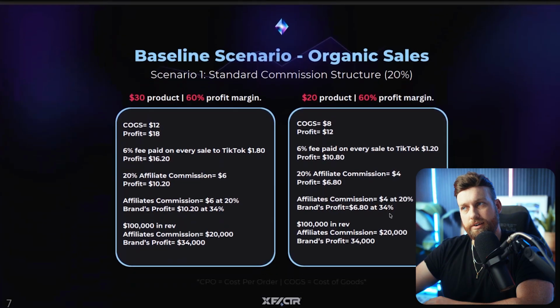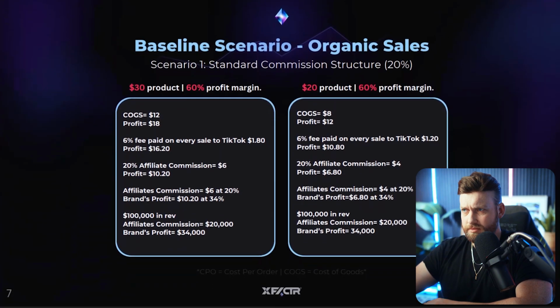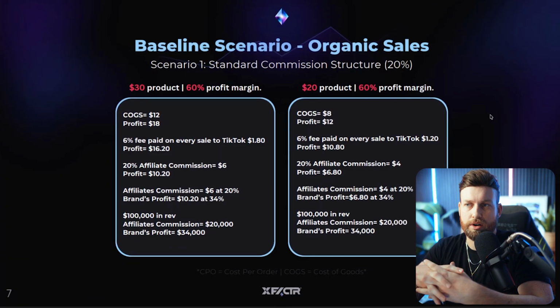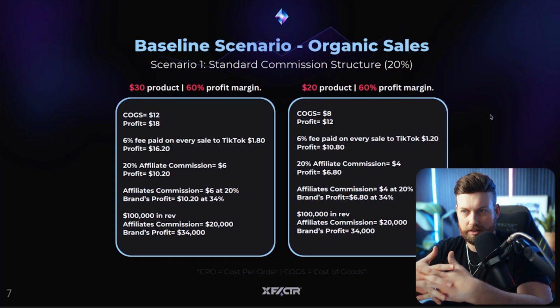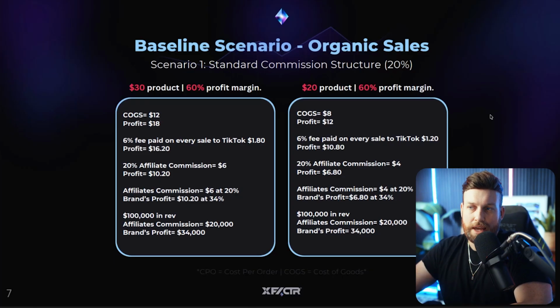Let's look at one scenario here for organic sales. Scenario 1 is going to be a standard commission structure. So let's say we sell a $30 product and we have a 60% profit margin. So our COGS is going to be $12, which gives us a profit of $18. We have a 6% fee paid on every sale to TikTok, which is $1.80.